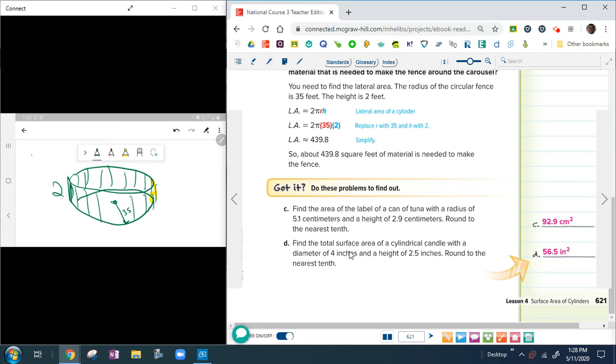And then for part D, a cylindrical candle with a diameter of 4 inches and a height. Okay, so find the total surface area of a cylindrical candle. So that is one where you're going to use the full surface area formula. Try it, see if you can get those answers.